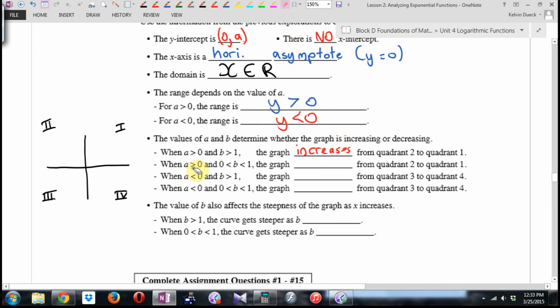What about if A is positive, still above, but the base is a fraction? Then it's going to look like that. What does the graph do from quadrant 2 to quadrant 1? Decreases.